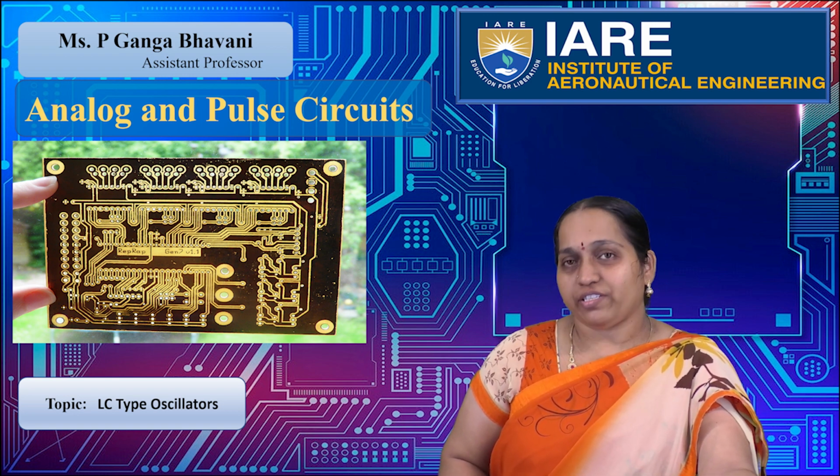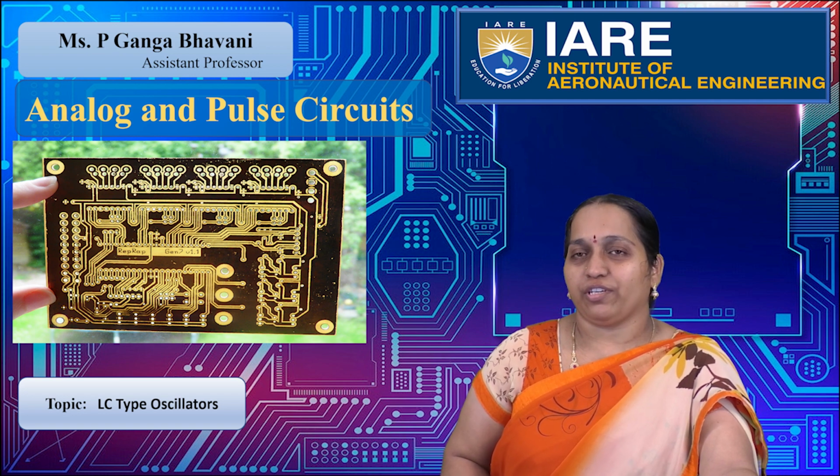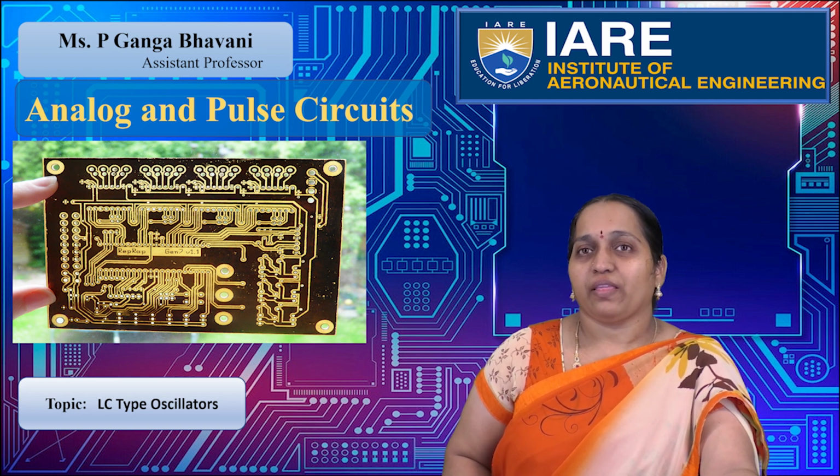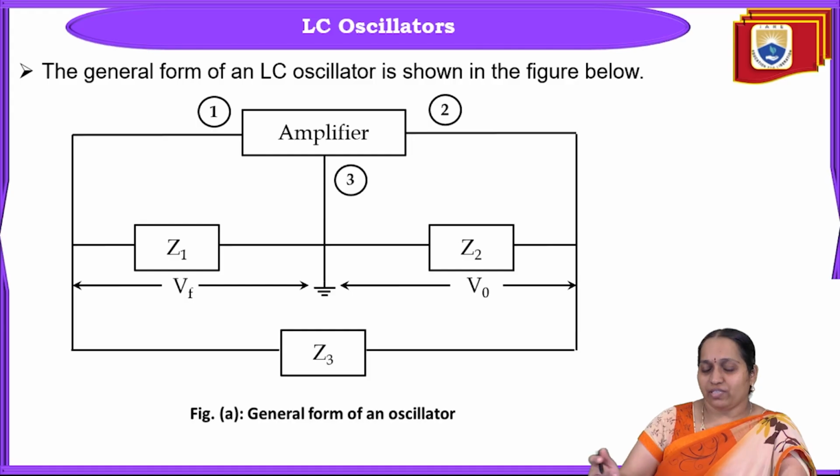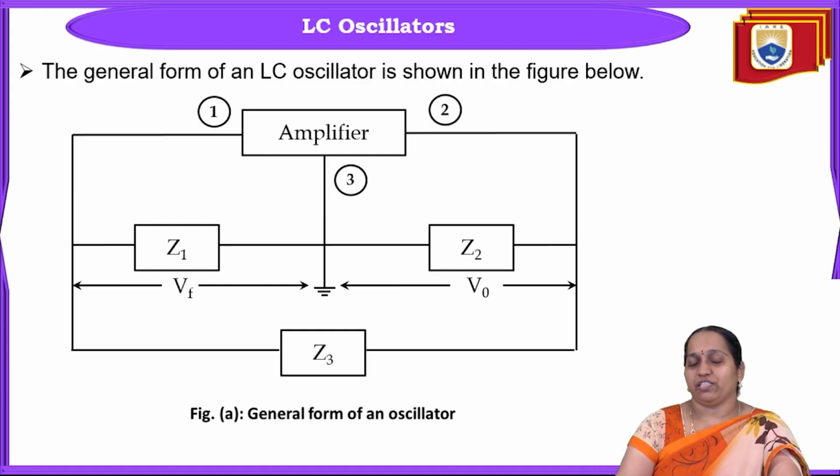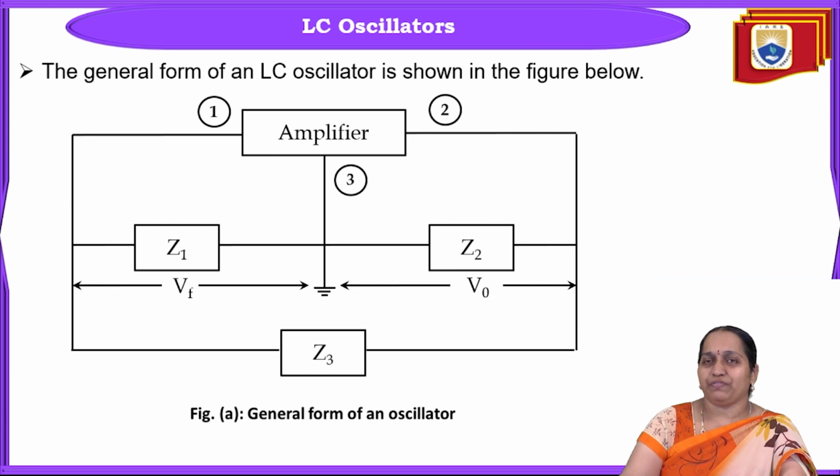So today we'll discuss a topic, LC type oscillators from analog and pulse circuits. This is a basic general form of an LC oscillator. In the last class we have seen RC oscillators, that is Wien bridge oscillator and RC phase shift oscillator. As we know, RC oscillators are basically used to generate low frequency signals. So if you want to generate sinusoidal signals of higher frequencies, then we can use LC oscillators and crystal oscillators. So this is a general form of an LC oscillator.